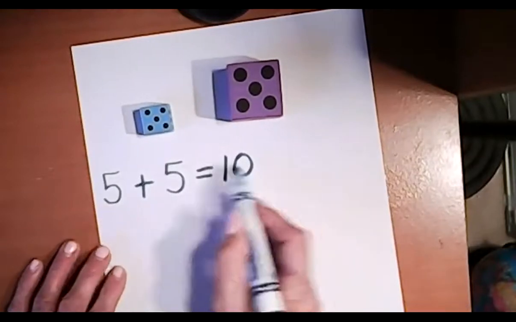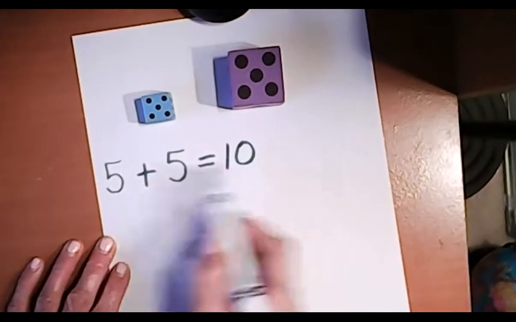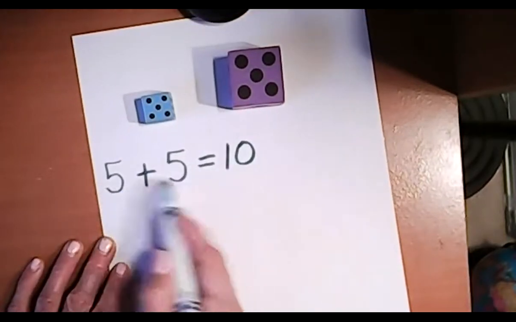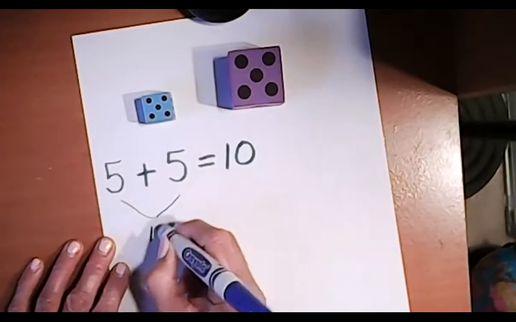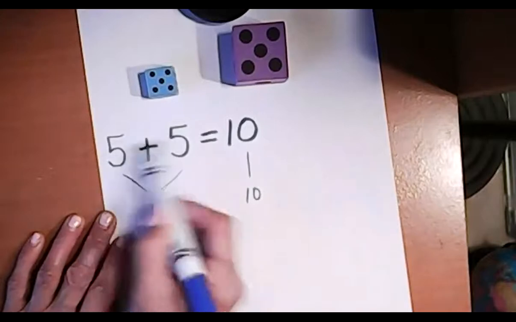And this is going to be more than that. This is going to be higher than 5 and 5. But together, this is 10, and that is 10. So this has to be the same as this.